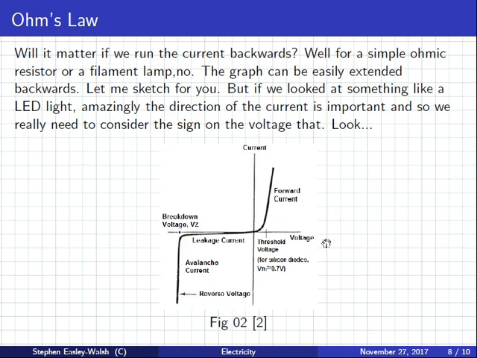So this graph is this interesting one because unlike the other two, the LED cares a lot about the direction. It cares a lot. So this is the last graph you would need to know for the exam. You need to know three different ones. The simple resistor, the filament lamp, and the LED. So you can add the LED.